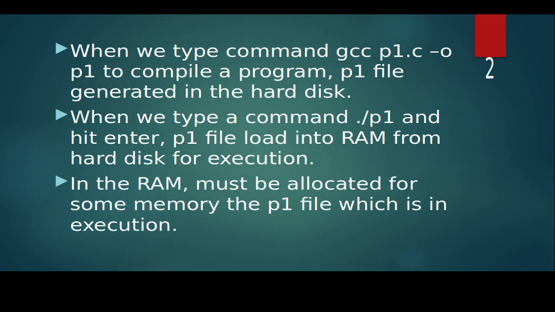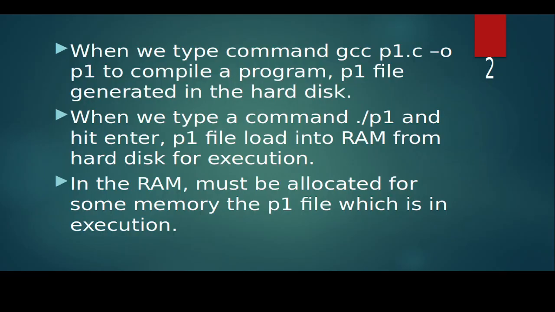When we type the command gcc p1.c -o p1, it will compile the program and generate the binary file named p1. When we type ./p1 and hit enter, the p1 file is loaded into RAM. When we compile a program, it is stored on the hard disk, and when we run it as ./p1, it is loaded into RAM.